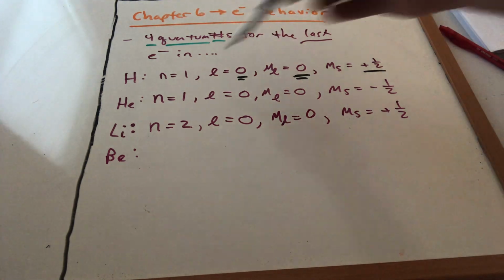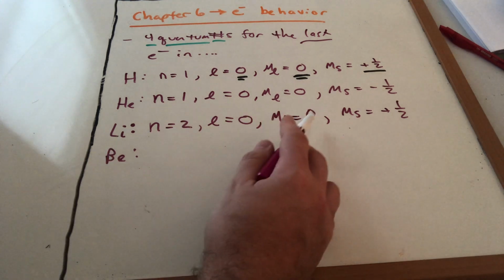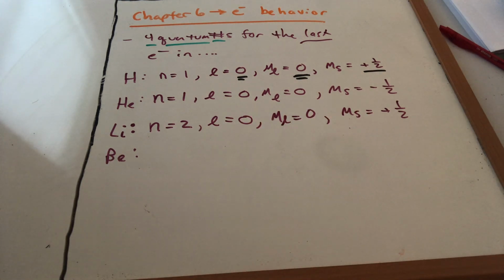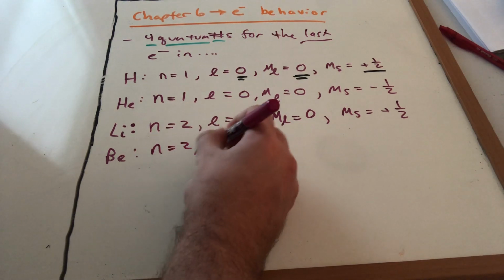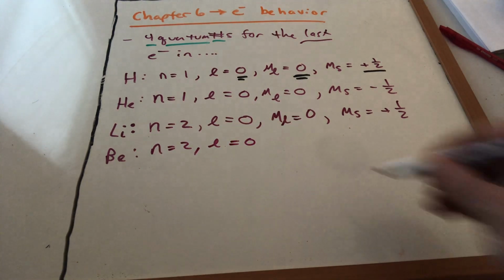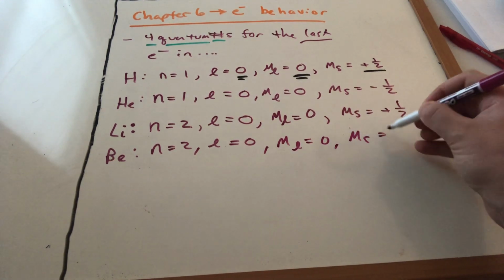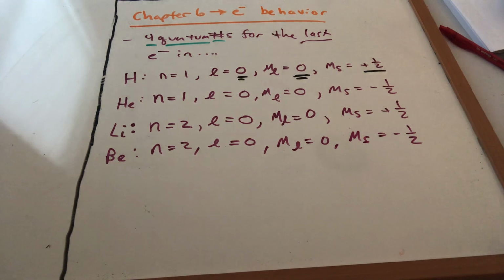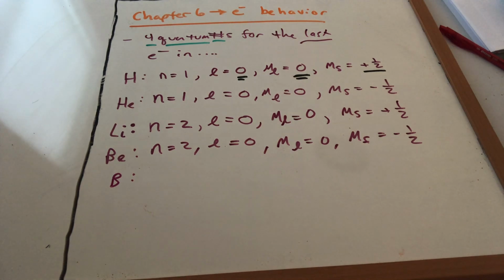The first electron goes here, second electron goes here, third electron goes here. Is there room in this orbital for another electron? Yeah. Each S orbital can hold 2 electrons. So n equals 2, L equals 0, M sub L equals 0, and M sub S equals minus 1/2 would be the set of quantum numbers for the 4th electron on any atom, and that would correspond to the last electron in beryllium.